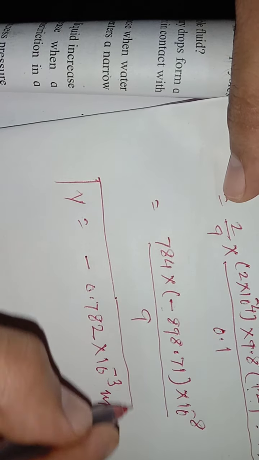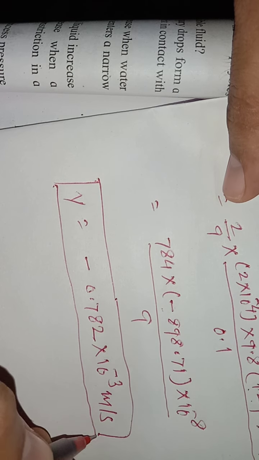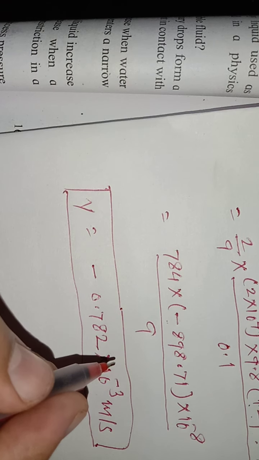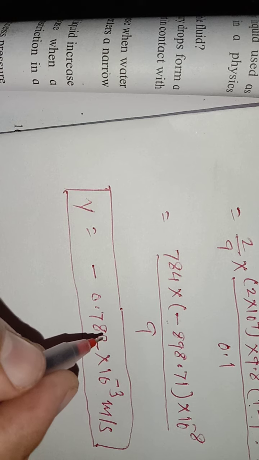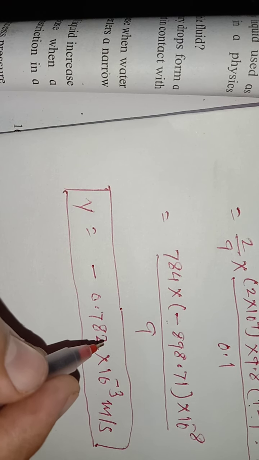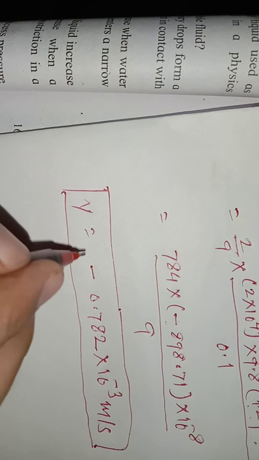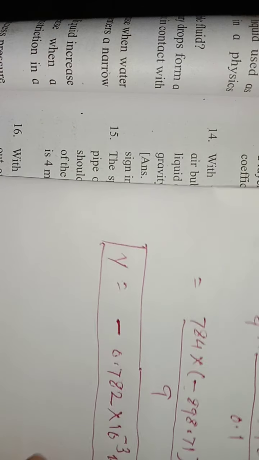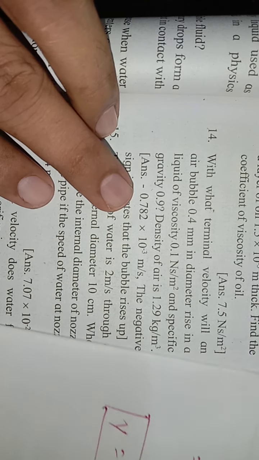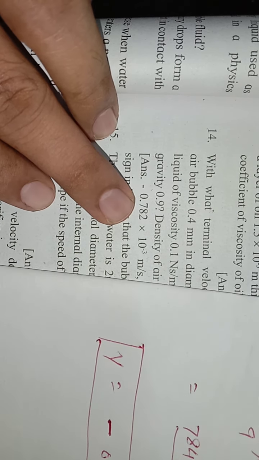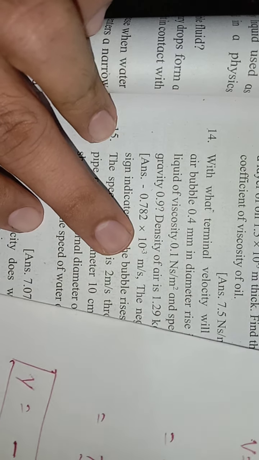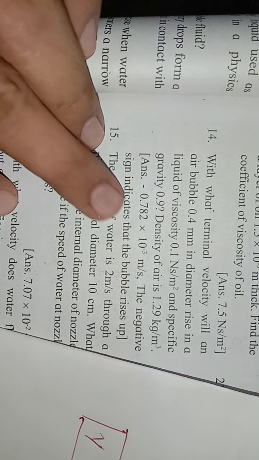This is the terminal velocity. The negative sign indicates that the bubble rises up, and that is why there is the minus sign, and that is the correct answer. Look here, 0.782 into 10 raised to minus 3 meter per second. The negative sign indicates that the bubble rises up.